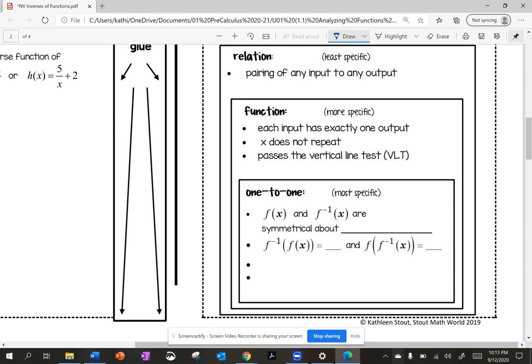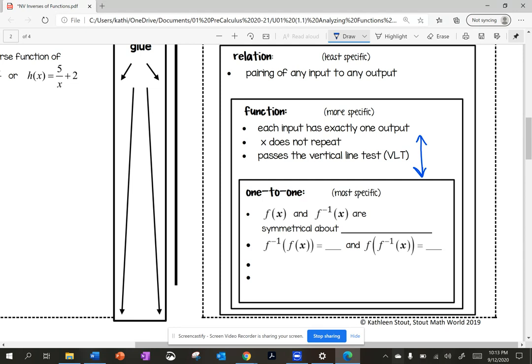If I'm looking at a table, this is where I would say x does not repeat. And if I'm looking at a graph, I would say that the function passes a vertical line test. Today we're going to talk about one-to-one, which is more specific than function.